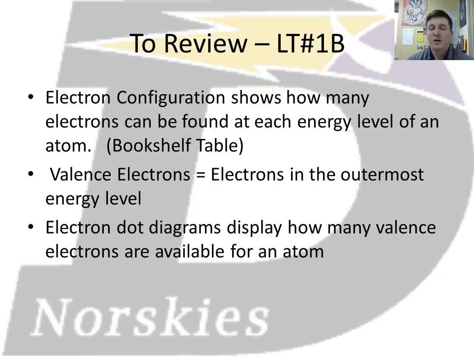So to review, electron configurations are going to show you how many electrons can be found at each energy level of an atom. We are going to use the bookshelf diagram to represent our electron configurations. You have to understand that valence electrons are the electrons in the outermost energy level, and those are the ones that are involved in bonding and allow us to do a lot of the chemistry that we do later on in this unit. And then finally, electron dot diagrams are a way to display how many valence electrons are available for any atom.